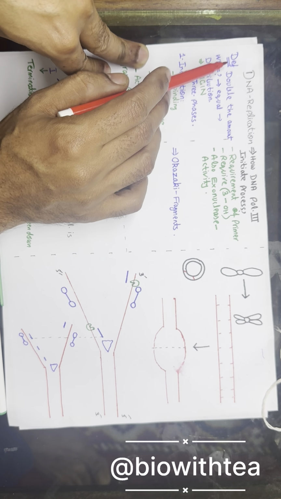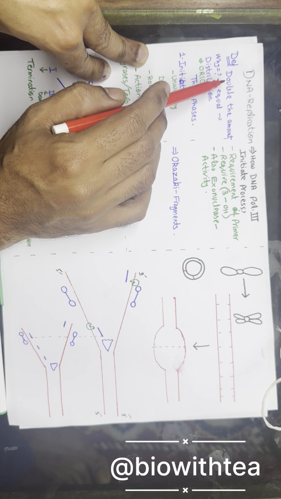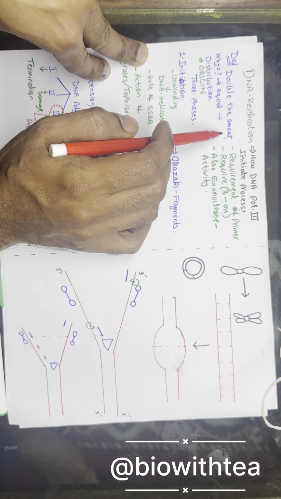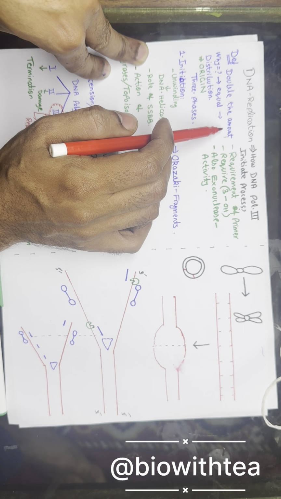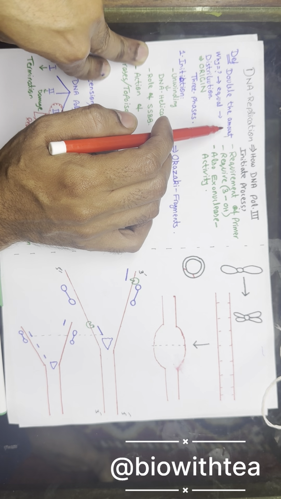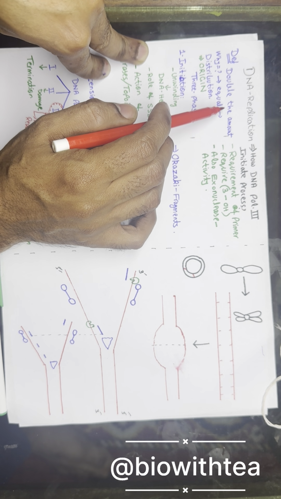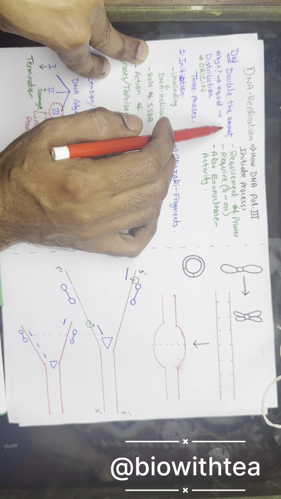First of all, we will have the simple definition. What do you mean by the word replication? To double something, to double the amount of something. For example, you want to give 50 rupees to two people and you want each person to get 50 rupees. Then definitely you would have to add 50 rupees once again. Similarly, replication means to double the amount of DNA.